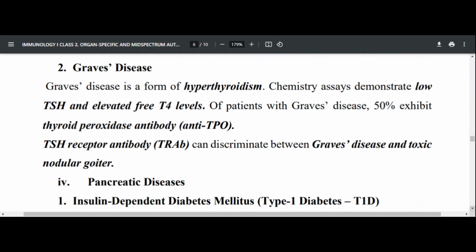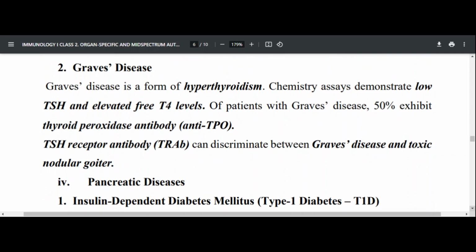The second is called Graves' disease. Graves' disease is also another form of thyroid autoimmune disease, but this can lead to hyperthyroidism, unlike Hashimoto disease, which of course leads to hypothyroidism. Hyperthyroidism associated with Graves' disease is when you are able to demonstrate low TSH and elevated free T4 levels. When you demonstrate this, it means this is hyperthyroidism.